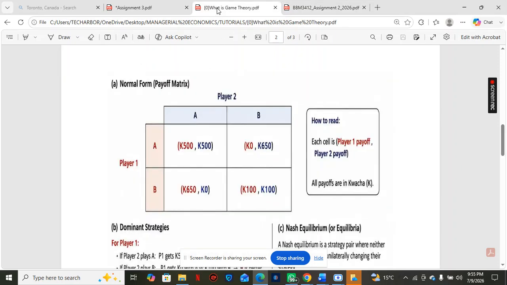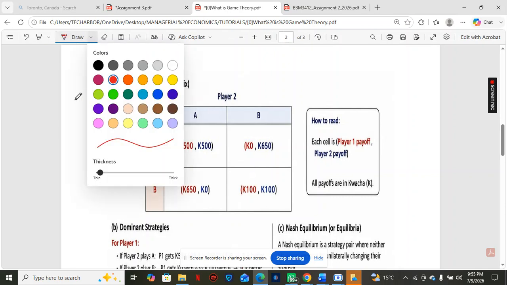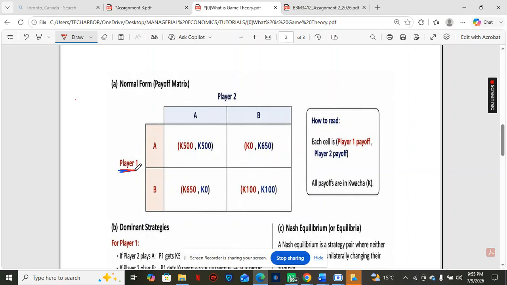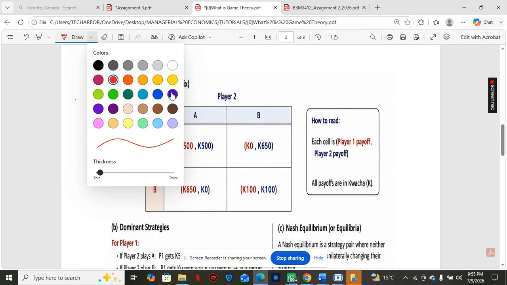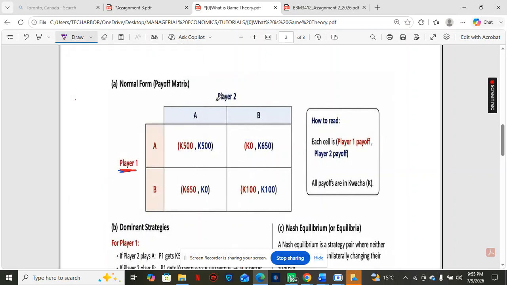Okay, so colleagues, this is the normal form of the payoff matrix. You have player 1 on this side, and you put it in red. Player 1, and you have player 2. For player 1, strategy A and strategy B. For player 2, strategy A and strategy B.